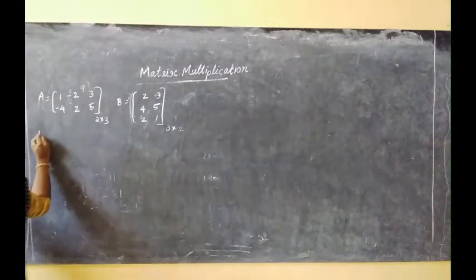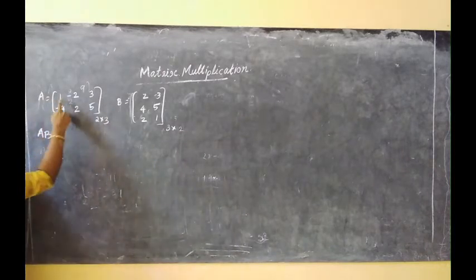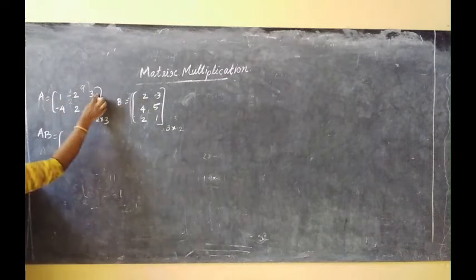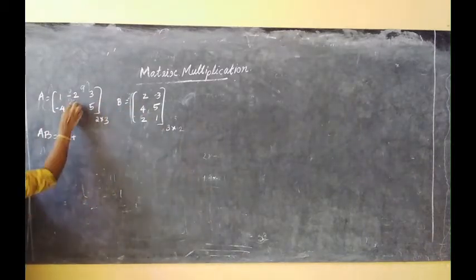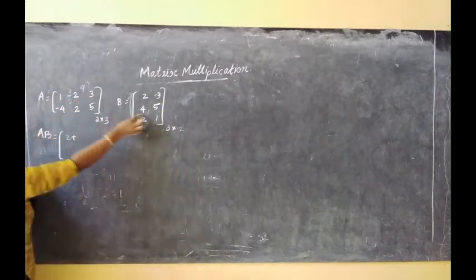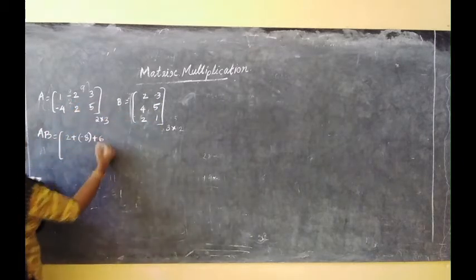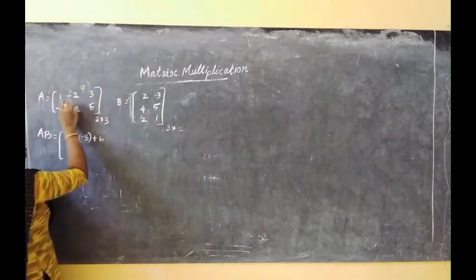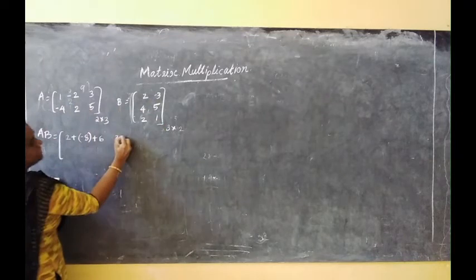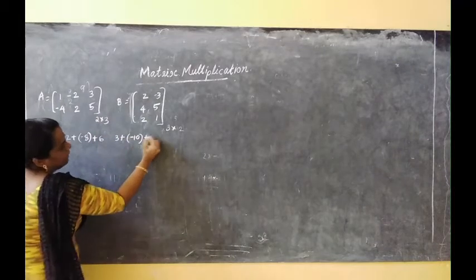We can find AB and BA. AB is equal to, I would like to multiply directly. 1 into 2: first row, first column. Then first row, second column. 1 into 2, 2. Plus minus 2 into 4, minus 8. Plus 3 into 2, 6. That is the first element. Second element, first row by second column: 1 into 3, 3. Plus minus 2 into 5, minus 10. Plus 3.